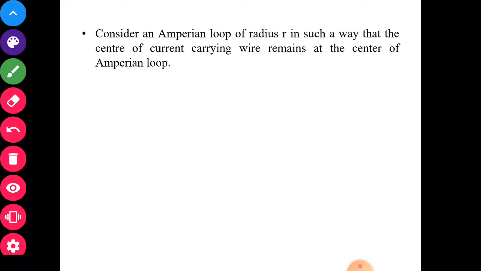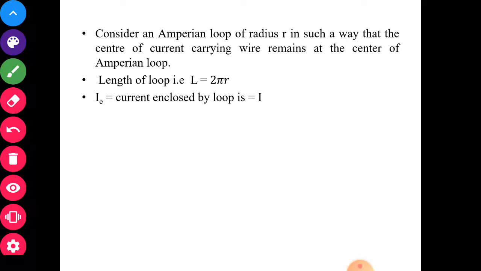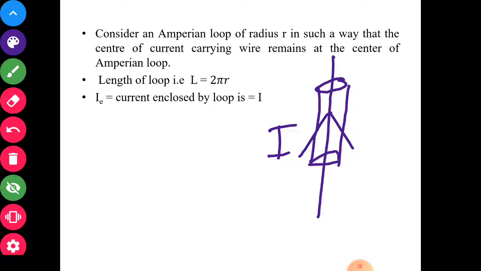Now consider an Amperian loop of radius R, which we have considered already, in such a way that the center of the current carrying wire is at the center of the Amperian loop. Length of the loop, as it is circular, will be 2 pi R. And current enclosed by this is I, that is the current which is passing through the cylindrical loop. Say for example, this is the loop, and current passing through it is I. This is the axis of the current carrying conductor, and this is the loop. Here we want to find the magnetic field, and the distance of this is R.